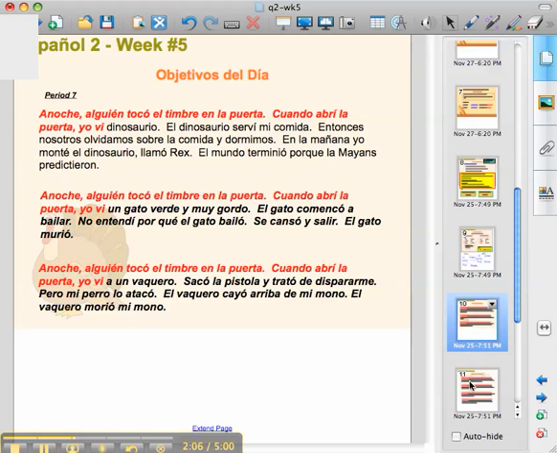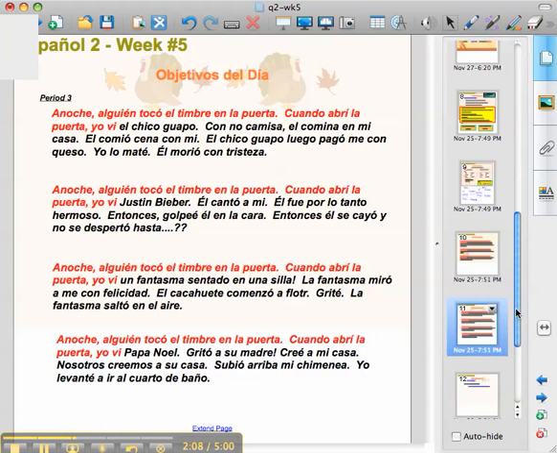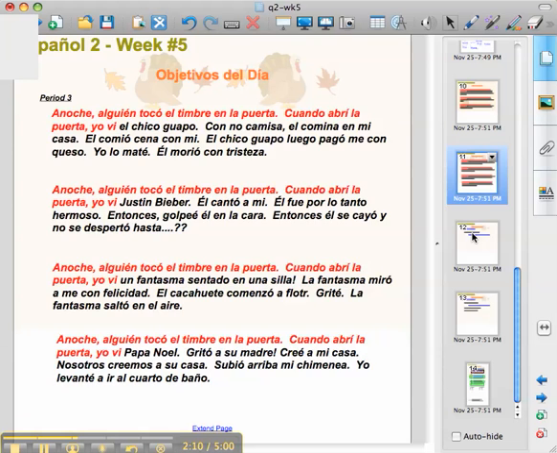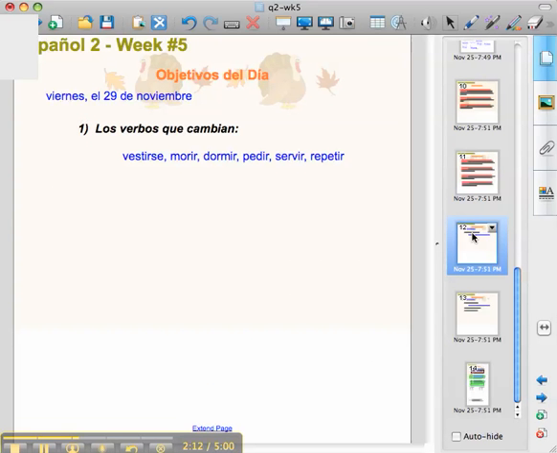These are just some examples of the writing prompts that the students did in class. We went back over them and looked at them. And then on the 29th, last Thursday, we talked about other verbs que cambian, the verbs that change, okay? And these change a little bit differently.